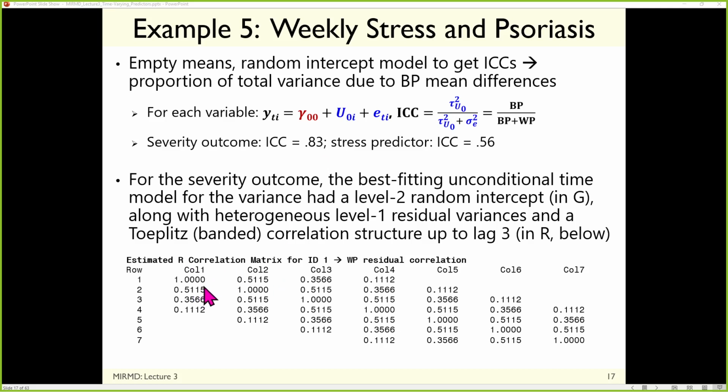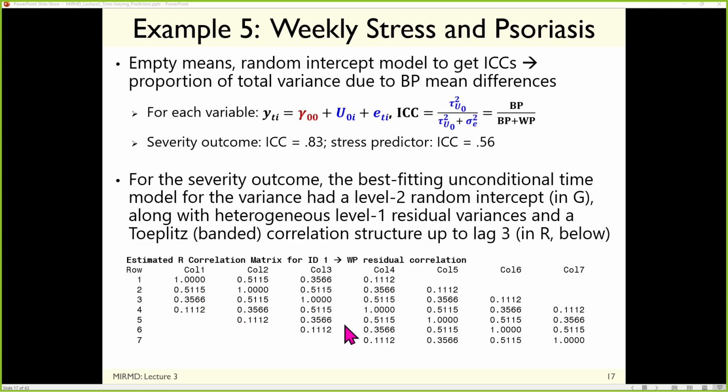So this is showing a correlation matrix of the level 1 residuals for weeks 2 through 8 of the study, which are actually labeled 1 through 7 here. And the structure that I ended up with, the best fit that was not worse than the best model, is what's known as a Toeplitz structure, or banded, up to lag 3. So if you look at the off diagonals here, the correlation between the residuals for the first occasion and the second occasion and the third and the fourth, and so on, is 0.5.